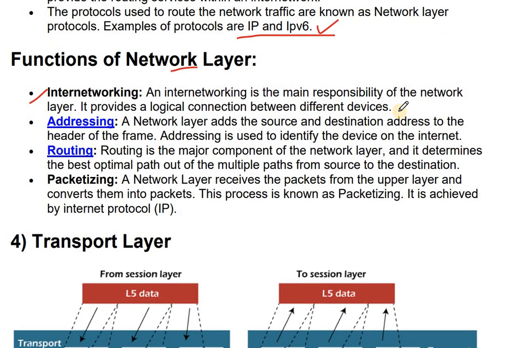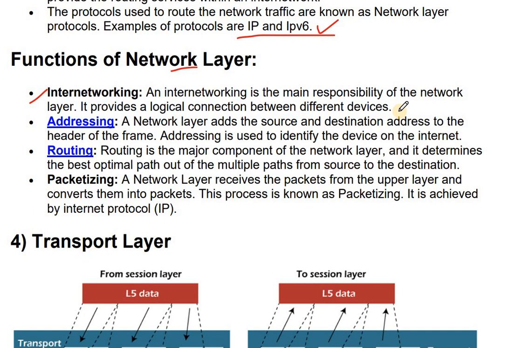Internetworking. Internetworking is the main responsibility of the network layer. It provides a logical connection between different devices. Addressing: a network layer adds the source and destination address to the header of the frame. Addressing is used to identify the device on the internet. On the internet, how will you know where to go and where to come from? For that, addressing is required. For messaging and transmission, addressing must be there.